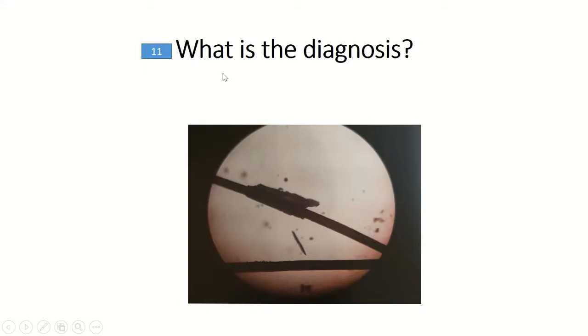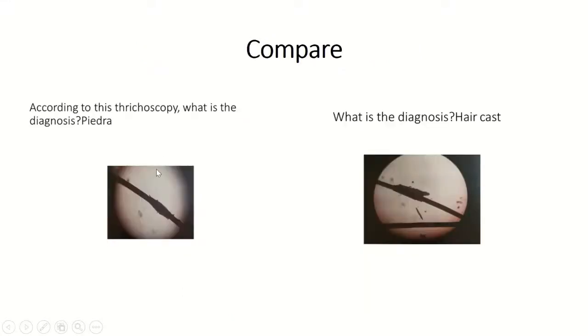Question 11. What is the diagnosis? This figure displays a scale attached to the hair, compatible with hair cast. In the next slide, piedra, compare the piedra with hair cast. Hair casts are commonly elongated tubular structures encircling the hair shaft.